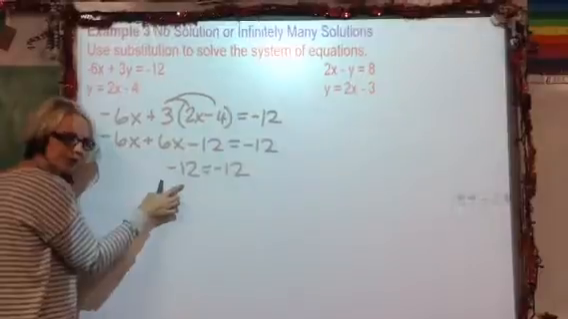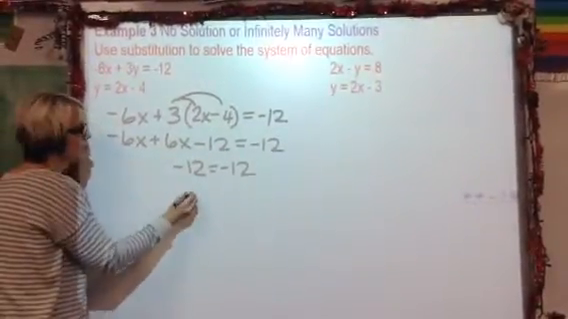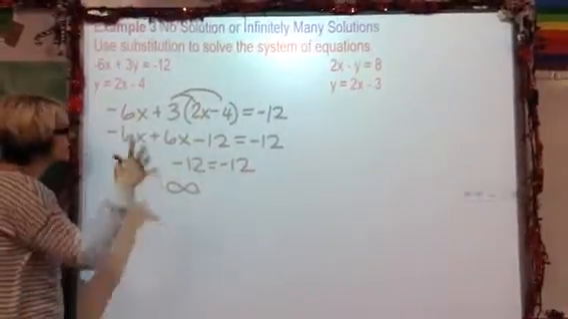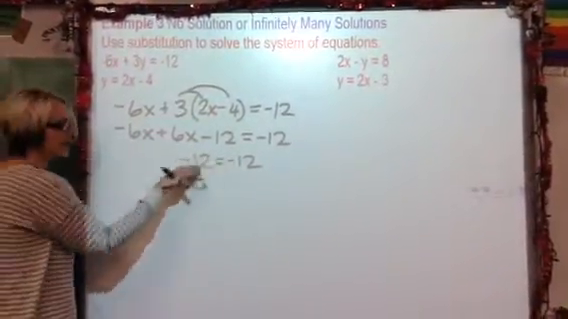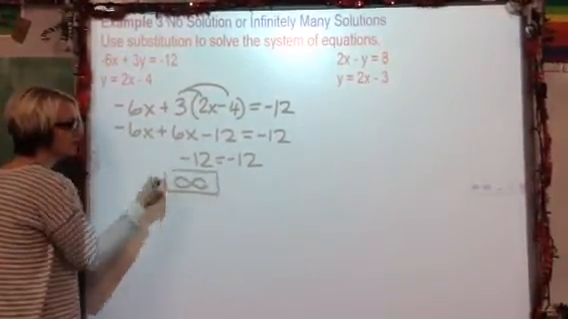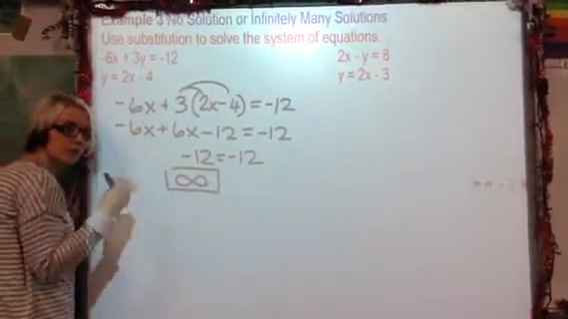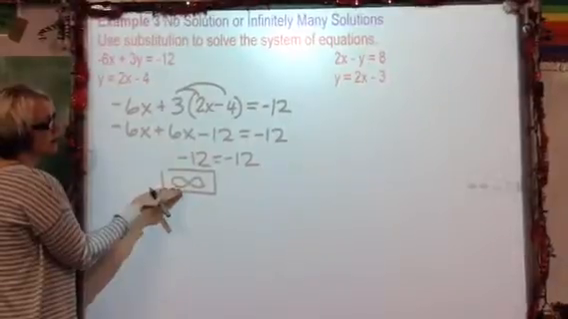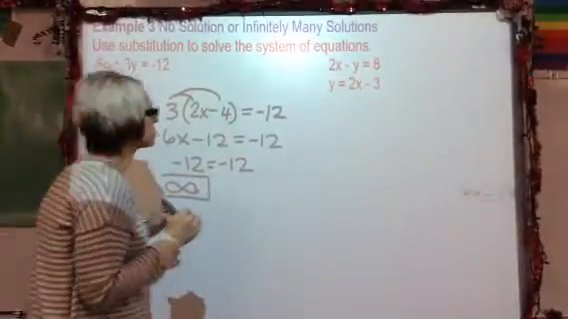This is a true statement because that's always true. So this is what we would call an infinite. You don't have to plug anything else in to find anything else. When I get this, I know this is an infinite, which means these are the same line. Remember when we graphed that, they were two lines, like one on top of the other, or the same line. So this is an example of when you could get an infinite.